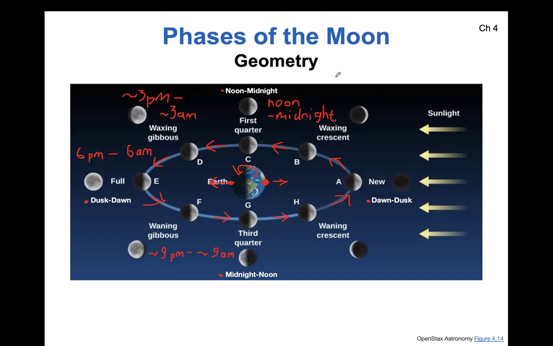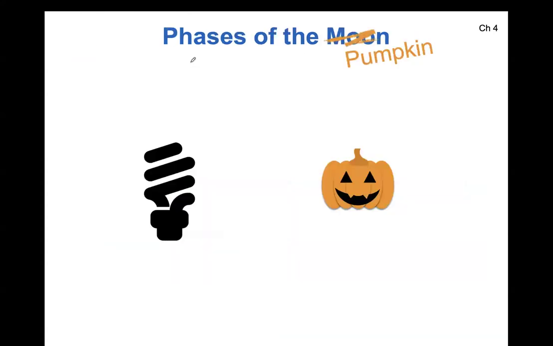All right, so continuing on. Let's hide this. There we go. So waxing gibbous. So phases of the moon or phases of the pumpkin.